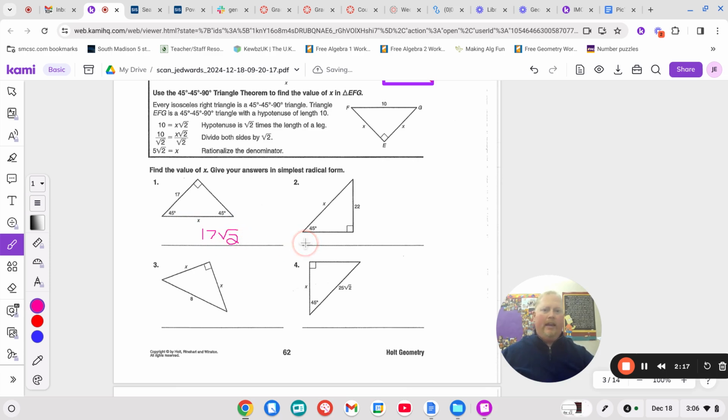And we're not going to do any calculations. We're not going to get a decimal on it. That's just the way it is. 17 times the square root of 2, final answer.